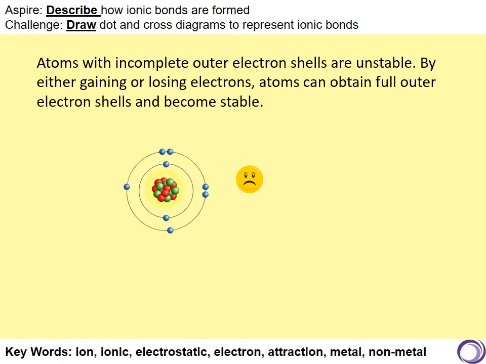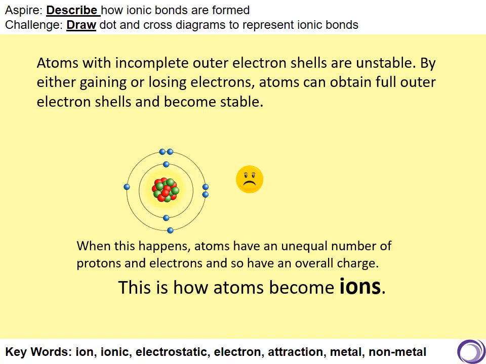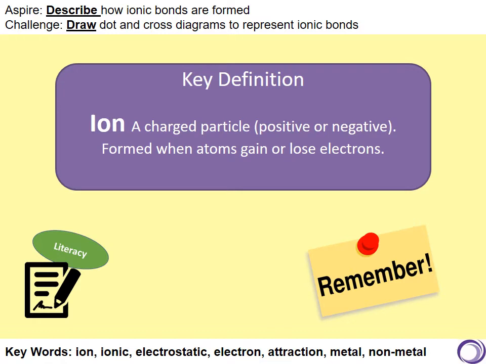So, atoms with incomplete outer shells are unstable, and they become stable by either gaining or losing electrons. When this happens, the atom will have an unequal number of protons and electrons. This means it will have an overall charge. It's then no longer called an atom, it becomes an ion. So, ion, key definition: a charged particle, can be positive or negative, and it is formed when atoms gain or lose electrons. Something we need to remember.